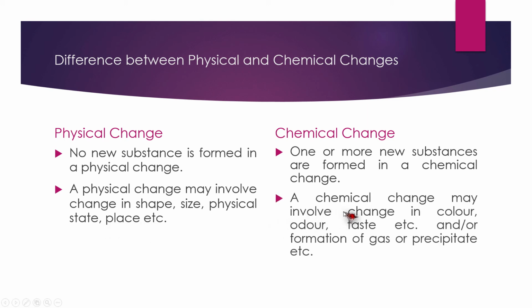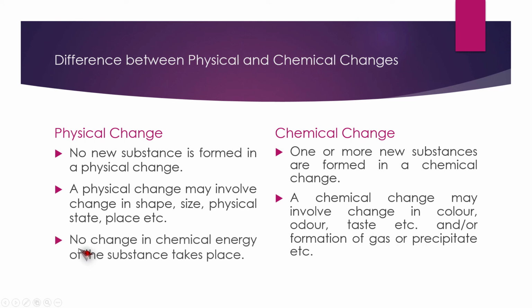A chemical change may involve change in color, odor, or taste of the substance. Formation of gas also shows that it is a chemical change. Similarly, formation of precipitate also indicates the chemical change. Precipitate is formation of a solid whenever two liquids react together.